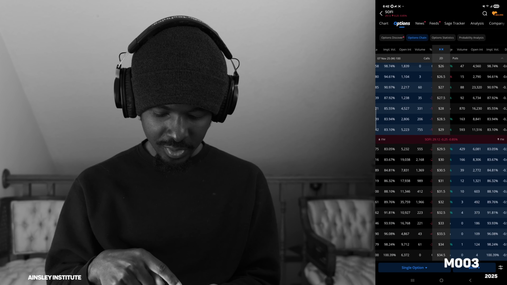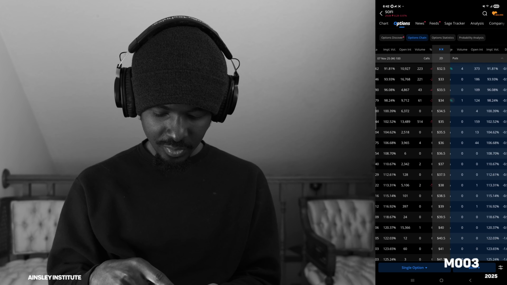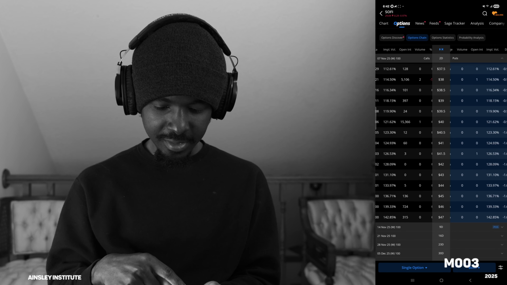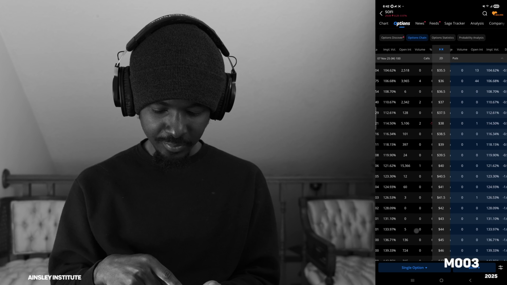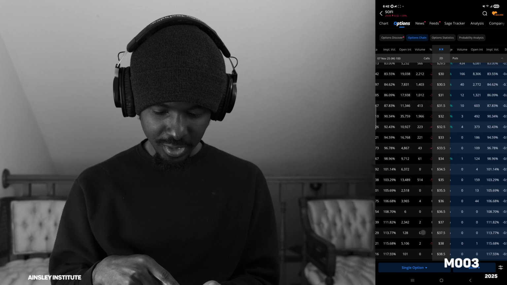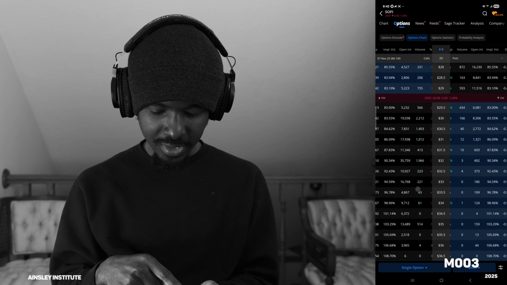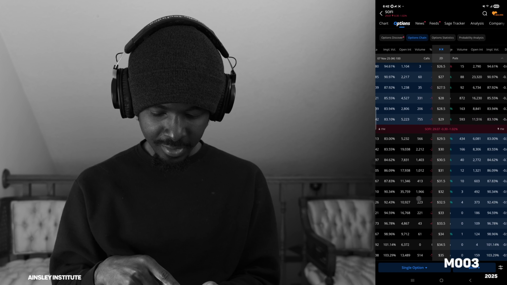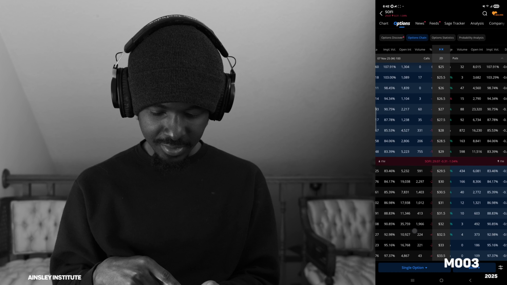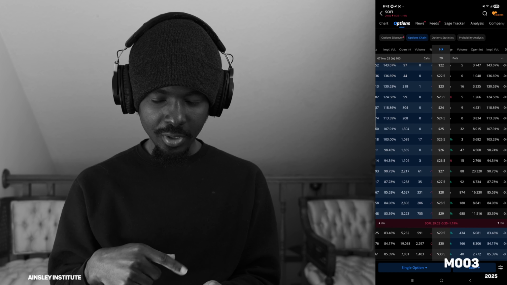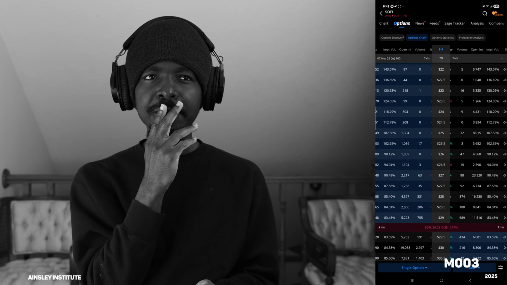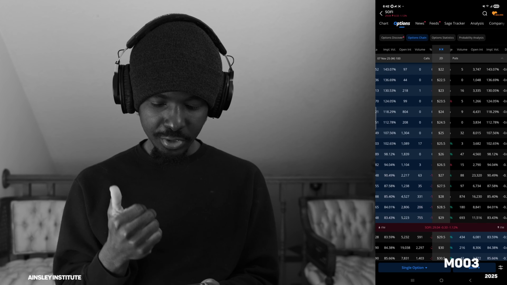As we move further out of the money, we see different amounts of open interest. We're seeing 0, we're seeing 6, we're seeing 15, 366, 35, 32. So these are all the contracts that are still outstanding, and this is a real-time view of what is happening. And the volume is how much is traded today.